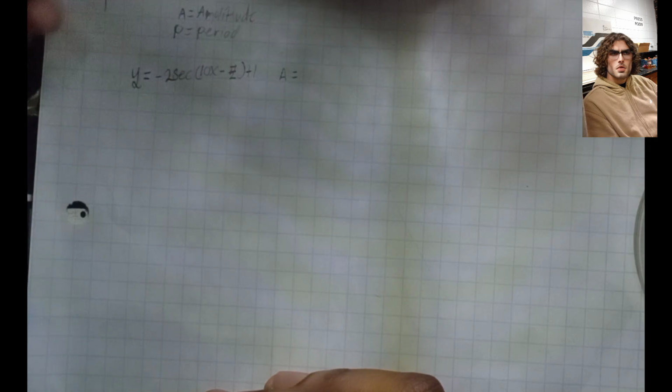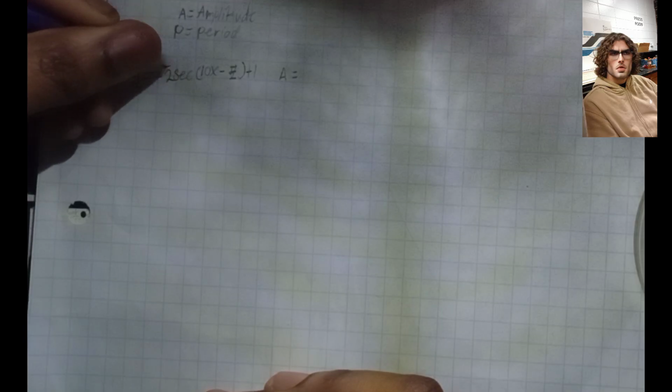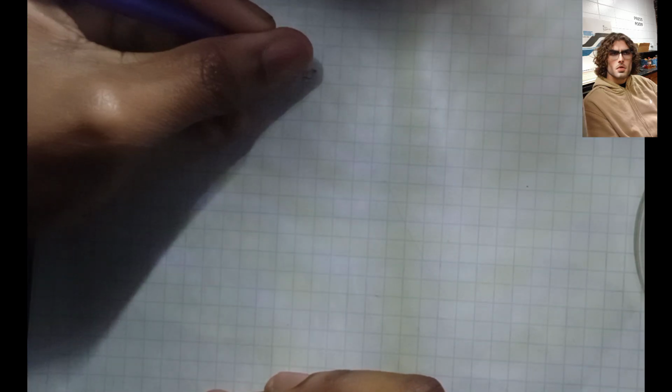To find the amplitude, we are going to need to label parts in our equation right here. This is the A, and this will be B. One extra thing to note is that the amplitude is always positive. So the amplitude here, instead of being -2, would be 2.